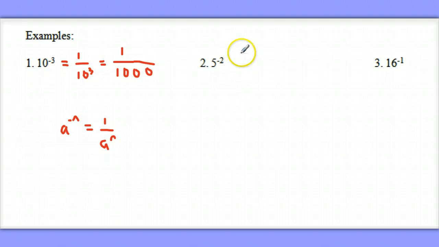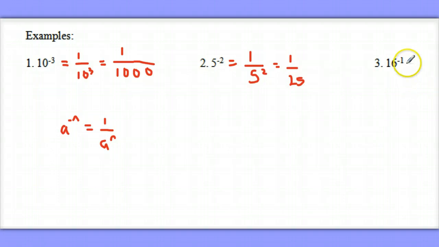5 to the negative 2 power, that would be the same as 1 over 5 squared. To make the exponent positive, we put that in the denominator. And we know that 5 squared is the same as 25. So this would be 1 over 25. And here we have 16 to the negative 1. So that would be the same as 1 over 16 to the first, or we can just say 1 over 16.